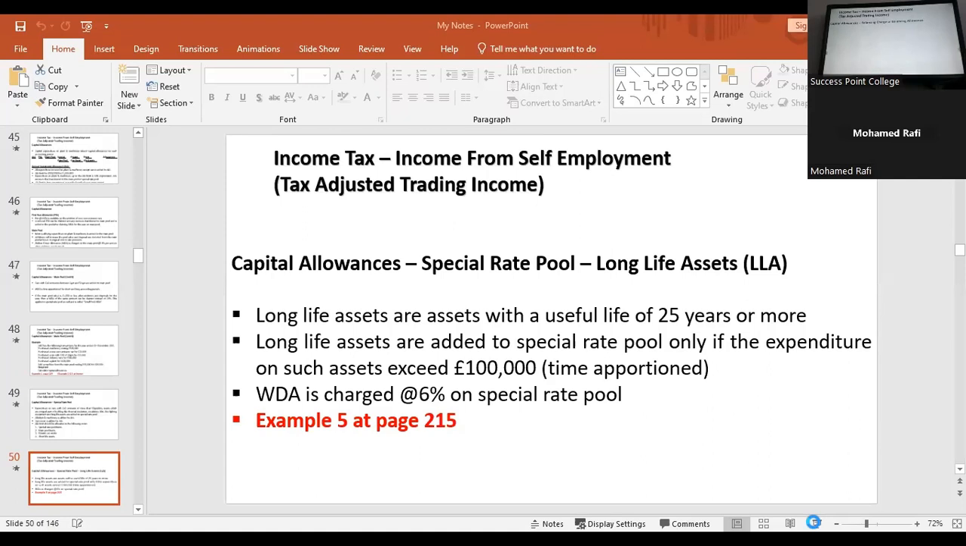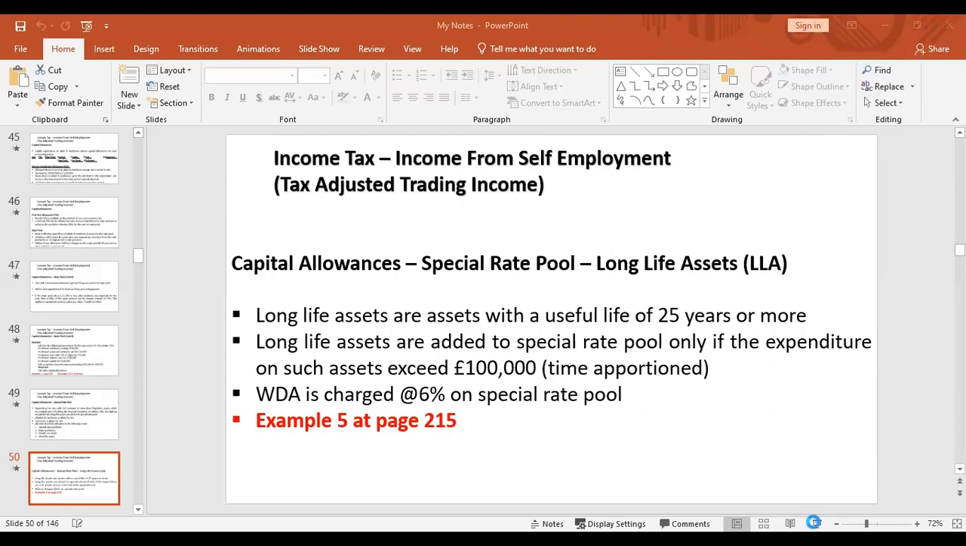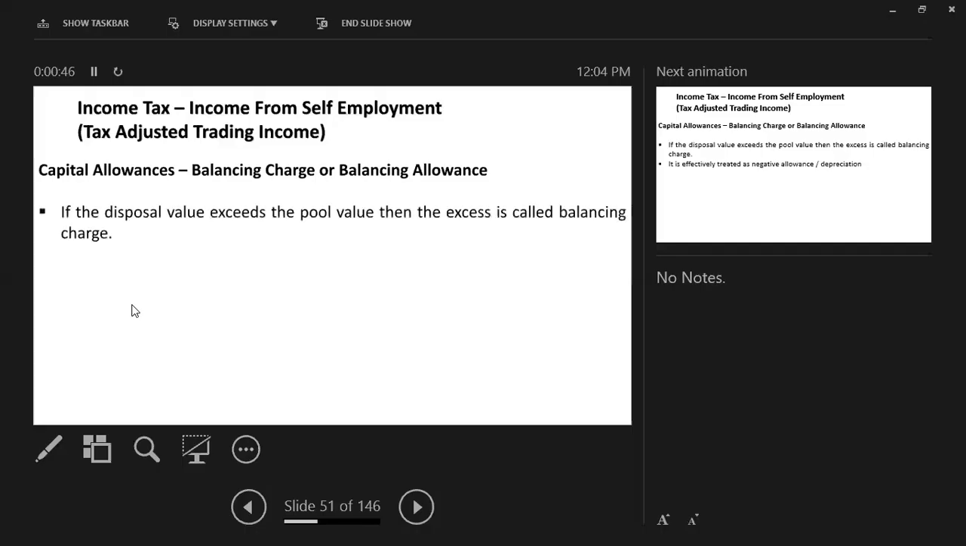Continue with the next heading, which is balancing charge or balancing allowance. So please write under this heading the first point. If the disposal value exceeds the pool value, then the excess is called balancing charge.